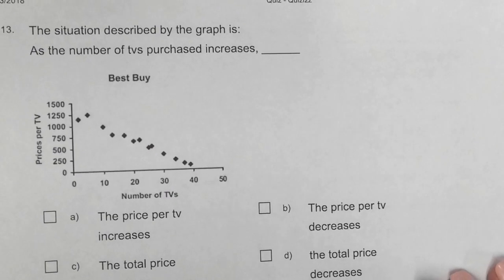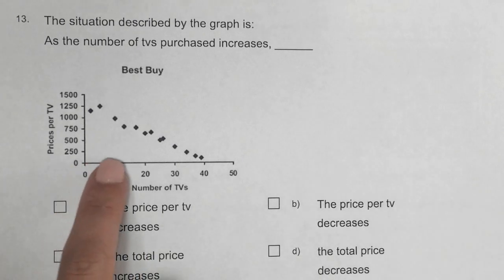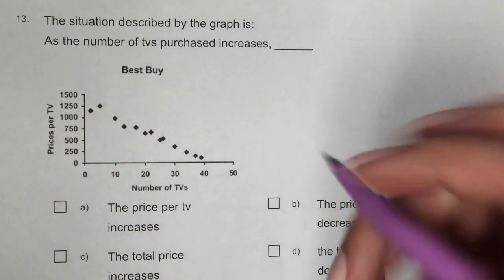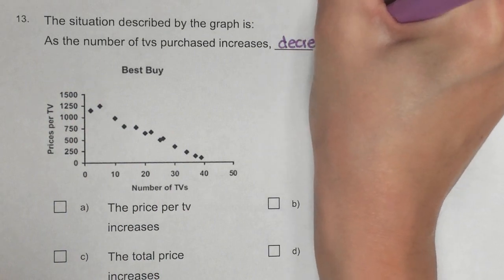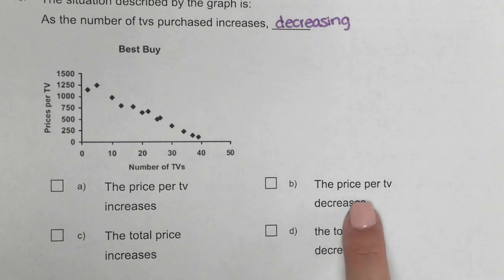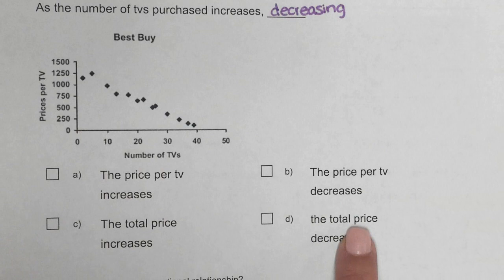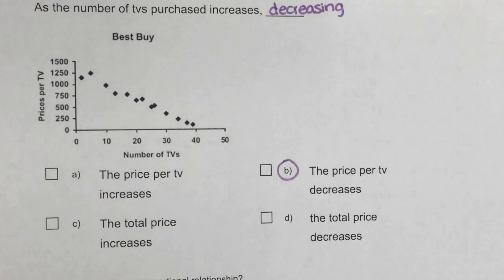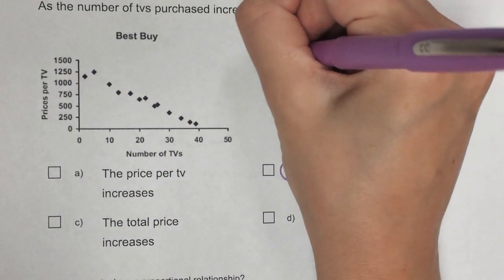Number 13. The situation described by the graph: as the number of TVs purchased increases, what's happening to the price? The price is decreasing. Now, is it the price per TV or is it the total price that's decreasing? It's the price per TV. This y variable is the price per TV. Think about it. Is this a positive or a negative correlation? It's a negative correlation.